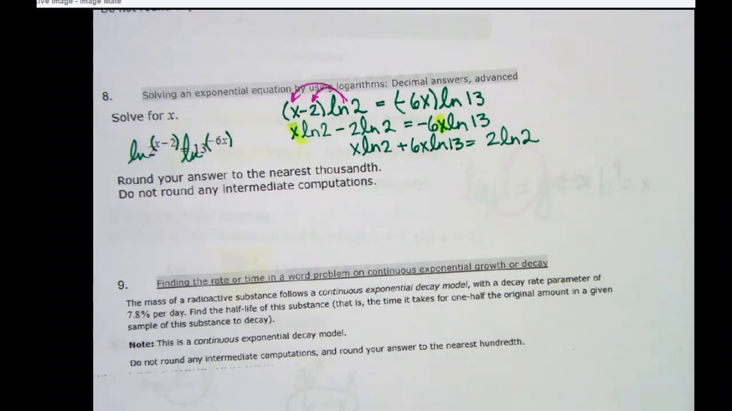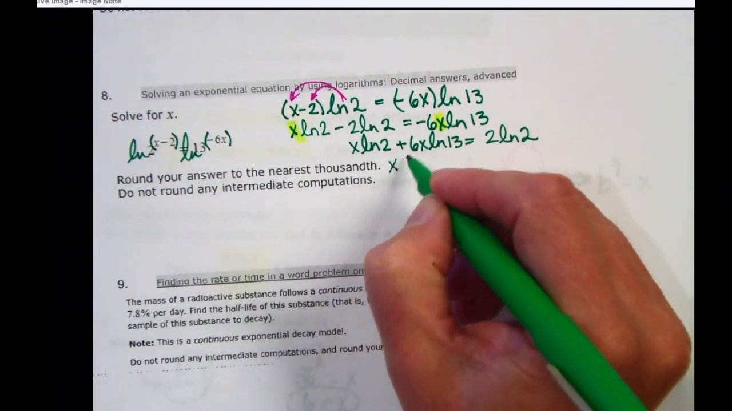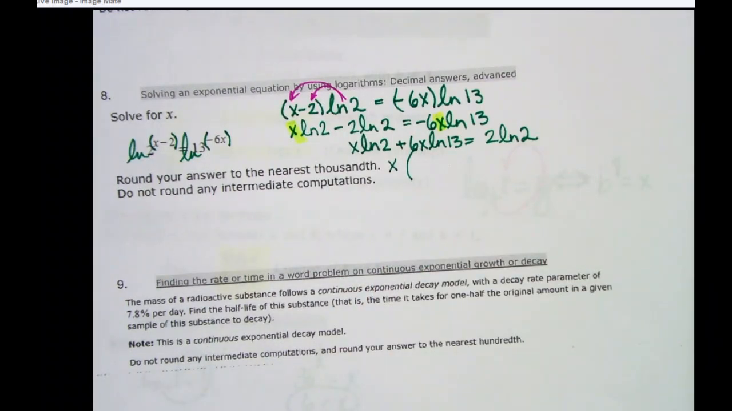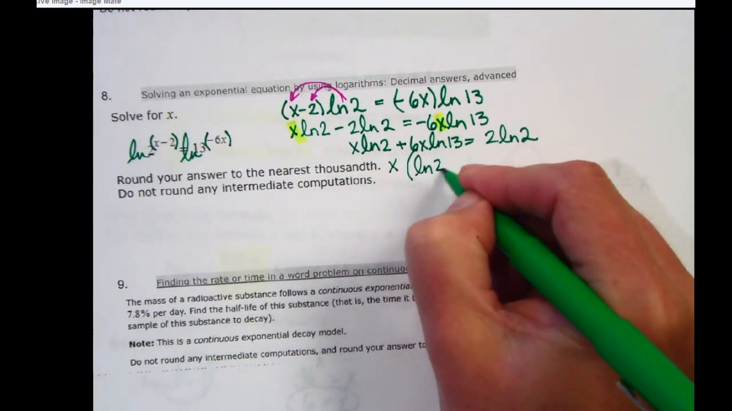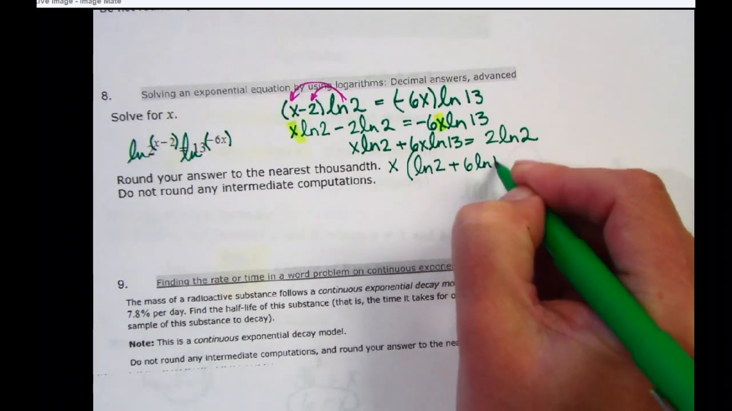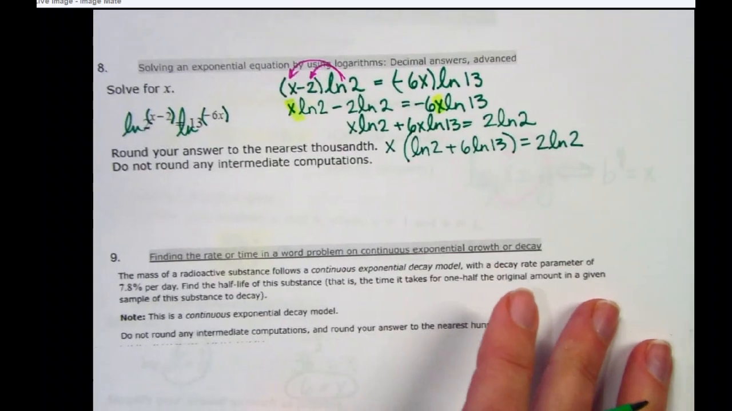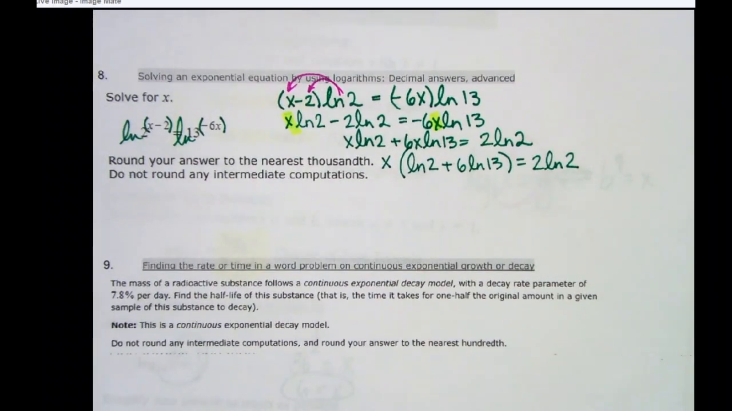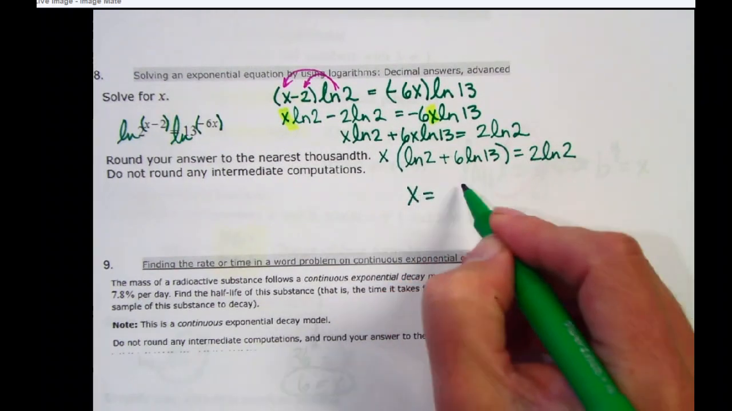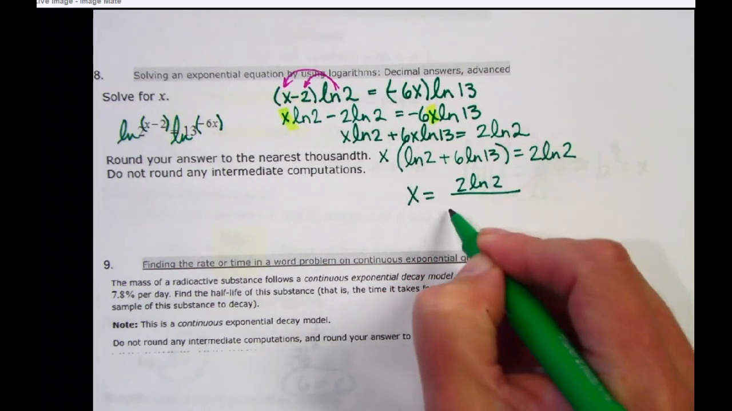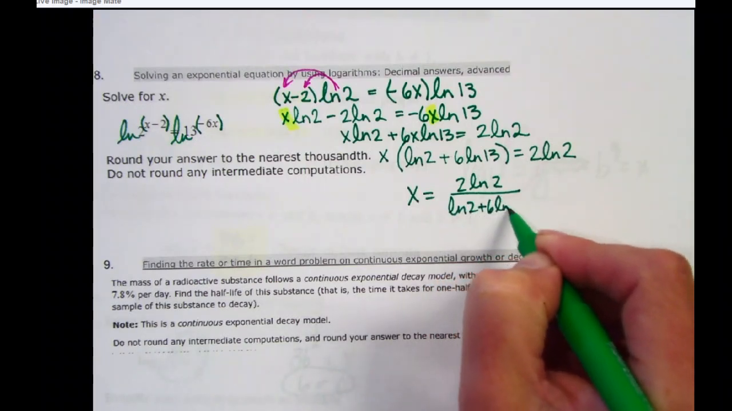All right, does anybody know the algebra trick we're going to use right now to help us solve for x? We're going to factor it out. Yep, we're going to factor it out. So then I have x times ln of 2 plus 6 ln of 13 equals 2 ln of 2. What do I need to do to solve for x now? Divide by that big ln of 2 plus 6 ln of 13.